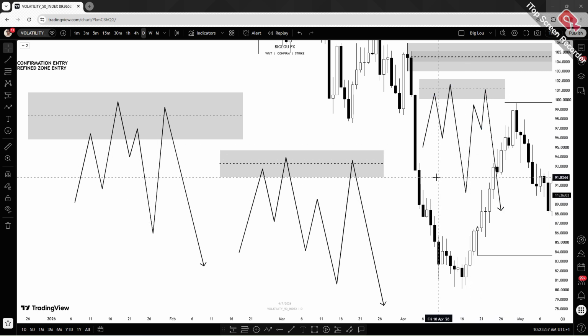This is another type of confirmation. Type 1, type 2, type 3. These are the three types of confirmation.